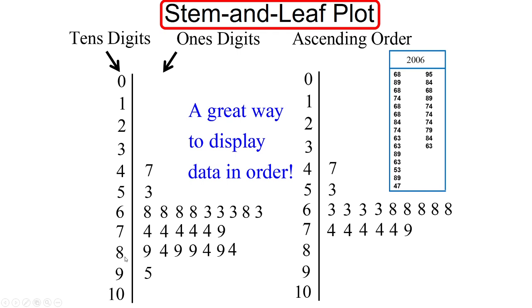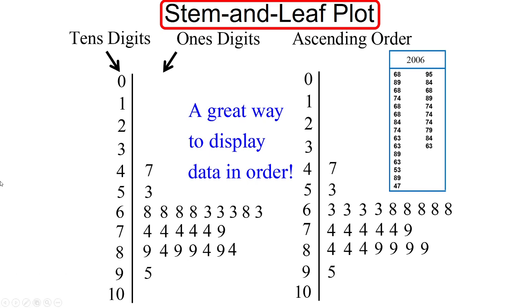And then how many 84s do I have? 1, 2, 3. So I'm going to put 3 4s right there. And how many 89s? 1, 2, 3, 4. 4 89s. Okay? And then my 95. And now I have all of the data, every score, in ascending order, going from 47 to a top score of 95. And that, my friends, is a stem and leaf plot.